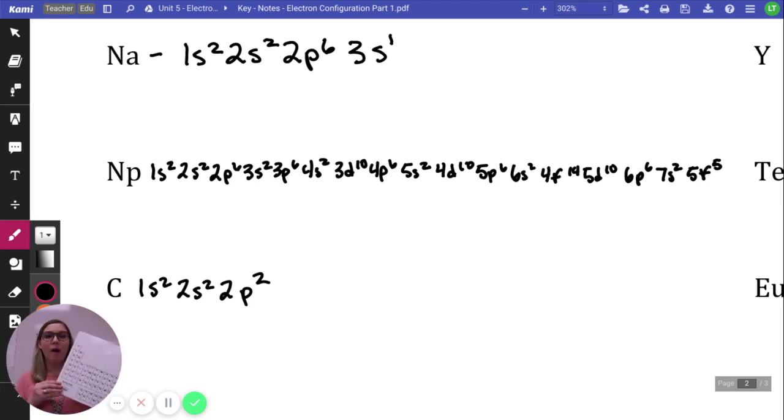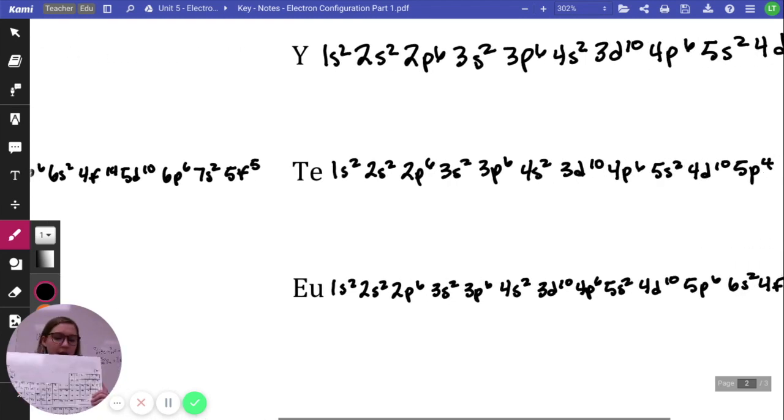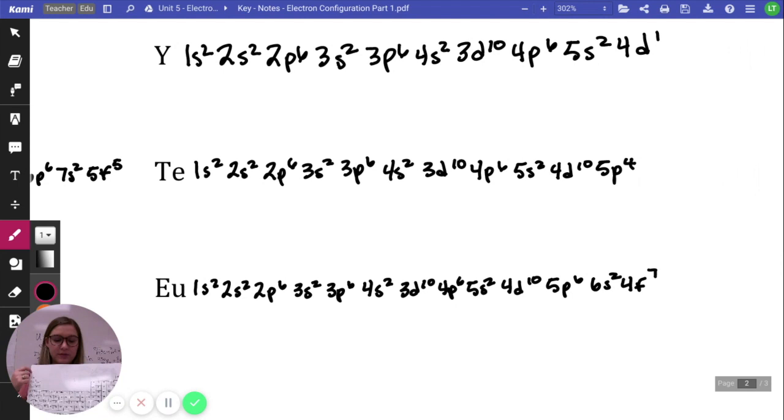Next, we had carbon. Carbon was much easier. So it was 1s2, 2s2, 2p2. And tellurium. Again, a long one. So 1s2, 2s2, 2p6, 3s2, 3p6, 4s2, 3d10, 4p6, 5s2, 4d10, and then 5p4.